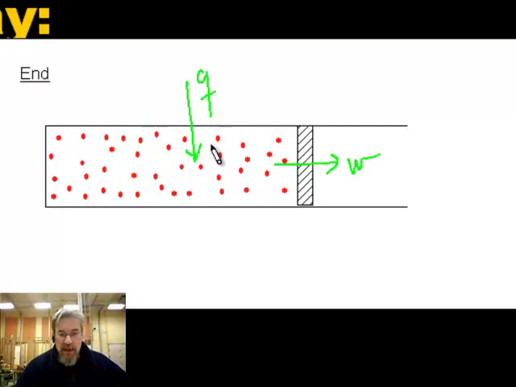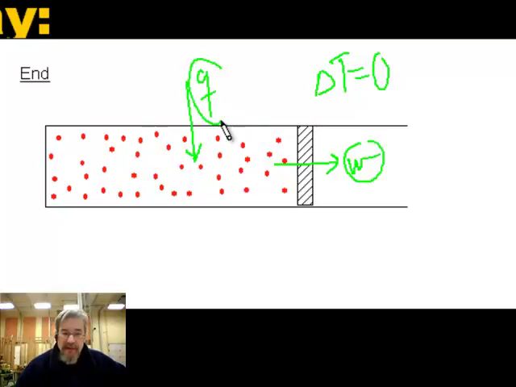If more energy came in through heat than went out through work, well, then the temperature would go up. If more work was done than energy coming in through heat, well, then the temperature goes down. And neither one of those can happen because this is an isotherm. Delta T is 0. So what that means is the work that was done is exactly matched by the heat in an isothermal expansion.